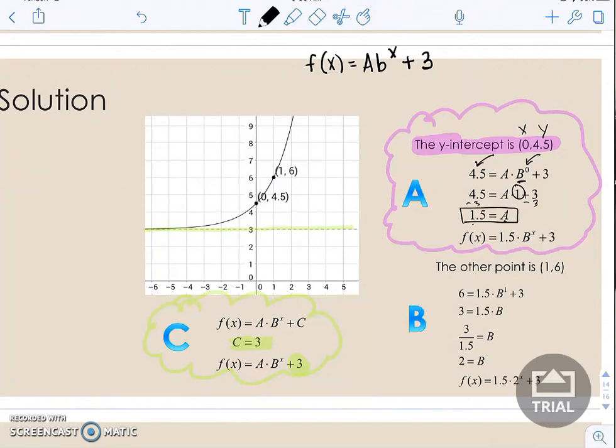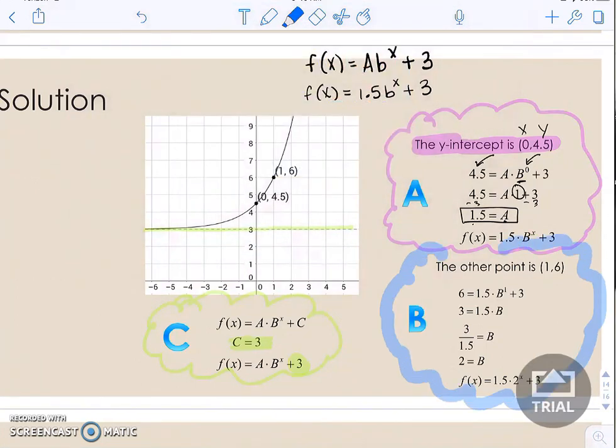And so now the second equation I have is f of x is equal to, we just found a as 1.5. I still don't know what b is, and then b to the x plus 3. So the very last thing I need to do is go figure out the value of my b. So I'm going to utilize the other point, which is (1, 6). And same idea. I'm going to plug in 1 for x, and I'm going to plug in 6 for y, and I'm going to solve this equation just as I would any other.